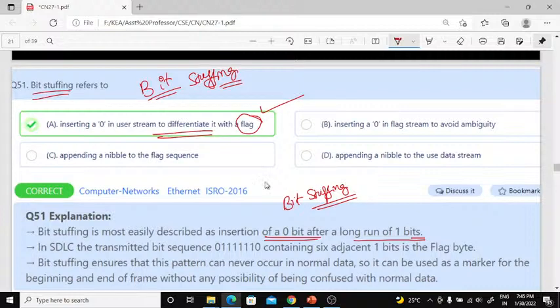So SDLC transmits a bit sequence containing 6 adjacent 1s as a flag. So bit stuffing ensures this pattern can never occur in normal data. So it inserts a 0 to differentiate it from a flag.